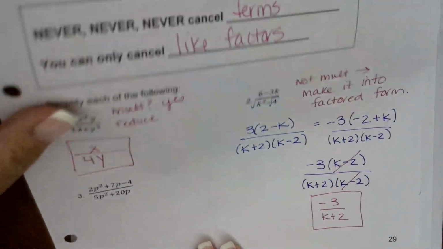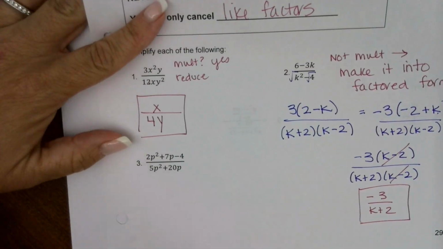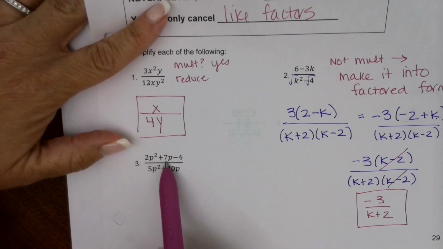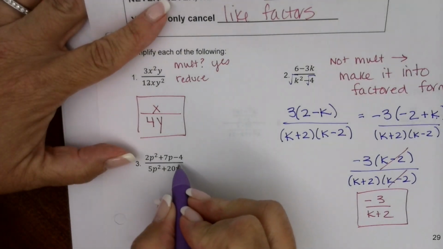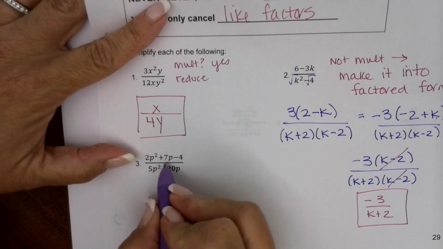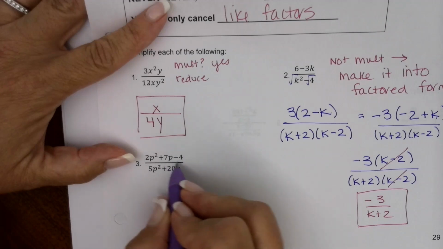Oops, sorry about that. Okay, let's look at number 3. So number 3 is very similar. I see that this is not in factored form. These are both in standard form. So what I want to do is go in and factor these two. So with this first one, I cannot pull out a GCF because this is not even and I don't have a p here. So I'm just factoring this trinomial.